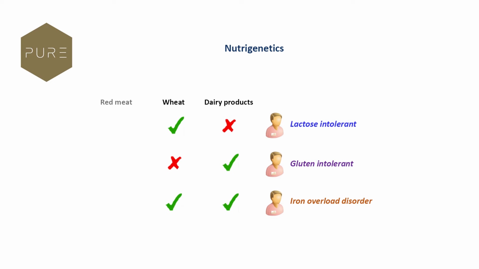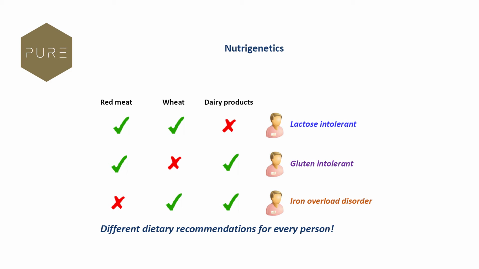And red meat, low-fat red meat is a good source of iron. So people who have iron deficiency, for example, are advised to eat more red meat. So it is true for lactose intolerant people, good source of iron, same for gluten intolerant people, but people that already absorb too much iron from diet should really not eat much red meat, but low iron content foods.